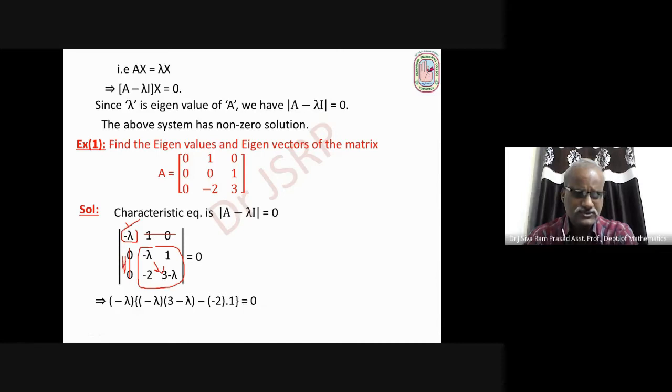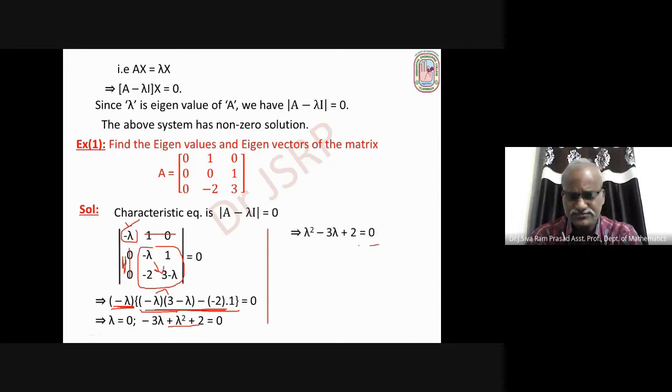In the first column, these two are zeros. So the other two terms in the determinant expansion become 0. Right. So this is a product of two terms, this term into this term. Product 0 means this term becomes 0 or this term becomes 0. So from this we get lambda equals 0, the first root. Now multiply this term: minus lambda into 3 is minus 3 lambda, minus into minus is plus lambda square, minus of minus is plus 2. So write this: lambda square minus 3 lambda plus 2 equals 0. This is a quadratic equation. Find the roots. How do you find the roots?